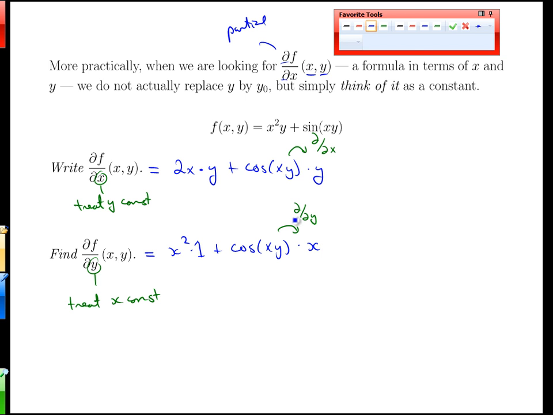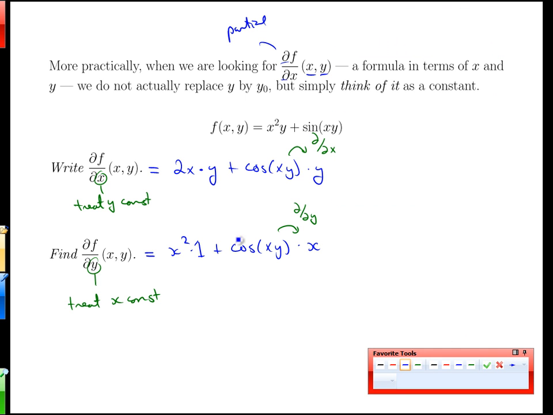And that's how we would go about calculating the partial derivatives of any function. It's just a careful mental bookkeeping of what is constant and what is changing. And we'll practice that as we continue on through the notes.